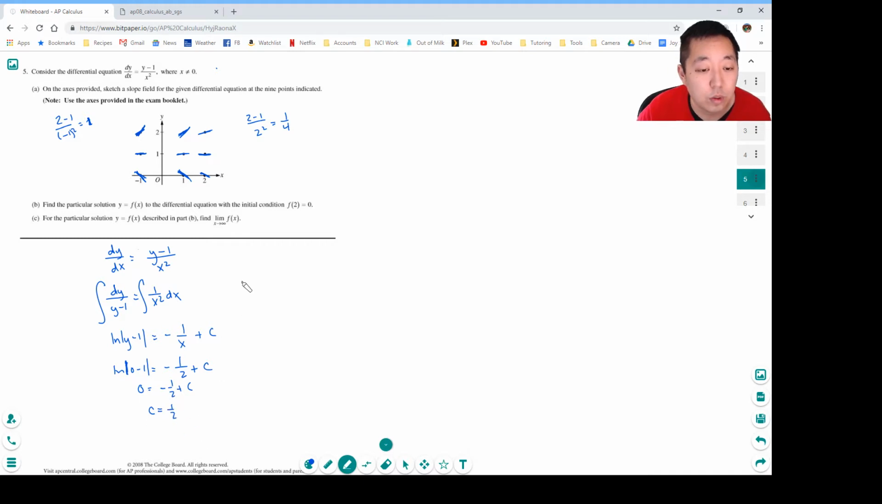Right? So then I have ln absolute value of y minus 1 equals negative 1 over x plus 1 half. Now I can just do e to both sides, and the absolute value of y minus 1 is equal to e to the negative 1 over x plus 1 half. Sometimes we write that as e to the negative 1 over x times e to the 1 half. And let's not forget my absolute values. And this is always a positive value.